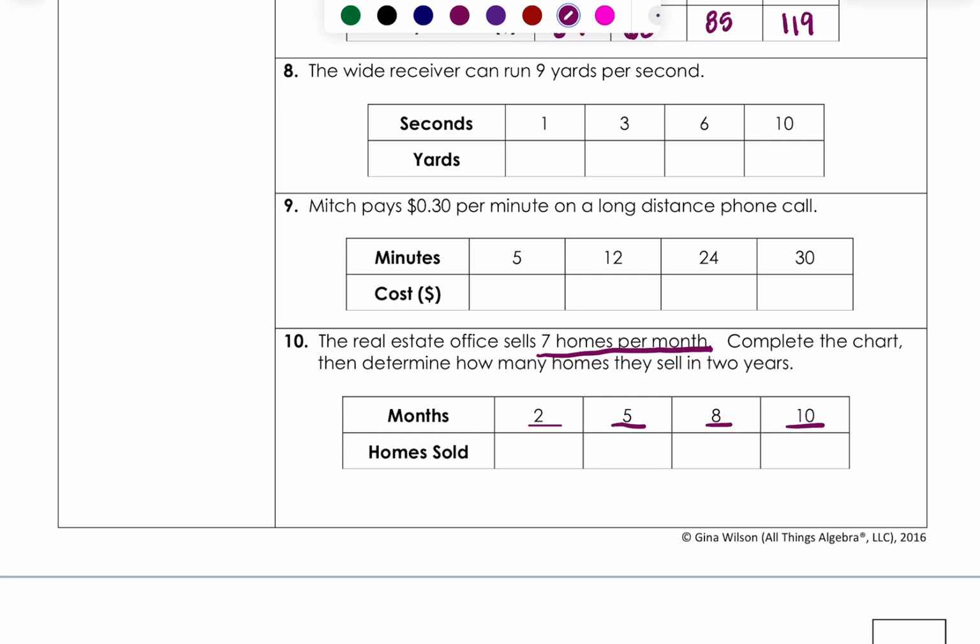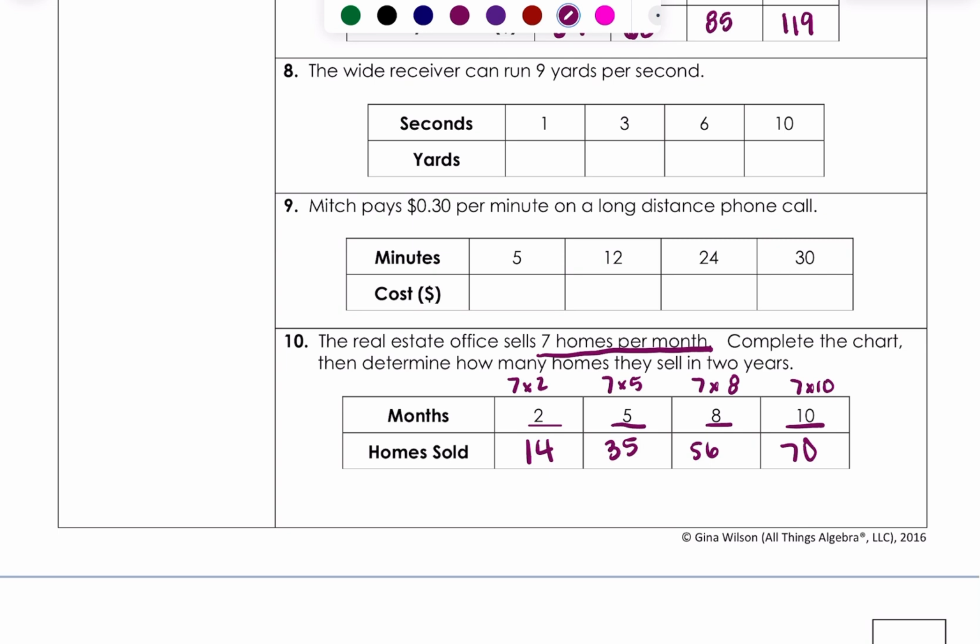So first up, I have the 2 months. So I'm going to have 7 times 2, which is 14. For 5 months, I multiply 7 times 5, which gives me 35. For 8 months, I have 7 times 8, which gives me 56. And lastly, I have 7 times 10, which is 70.